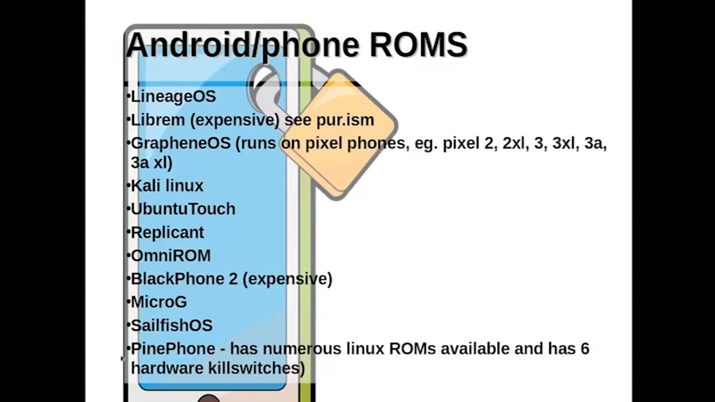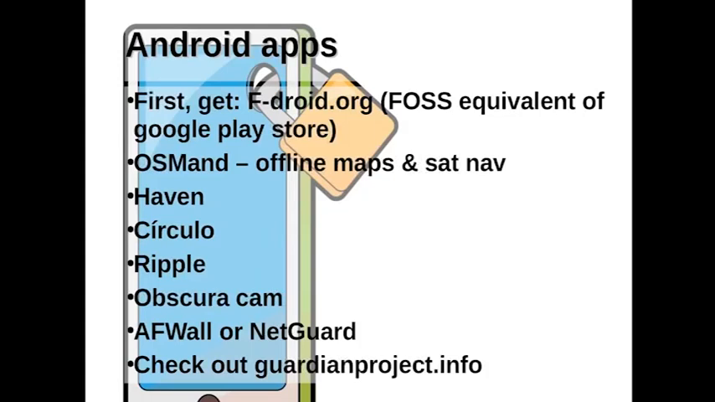I might just add PinePhone, which is actually a phone itself rather than a ROM or an operating system. It has numerous Linux ROMs available for it, and what I particularly like is just this little feature of having 6 hardware kill switches, so you can disable the camera. You can actually remove the battery, which is more than I can say for a lot of more recent smartphones, and turn off, for example, the modem device, the cameras, the microphone. Having a microphone on a switch is so basic, but actually such a massive improvement in terms of actual privacy on your smartphone.